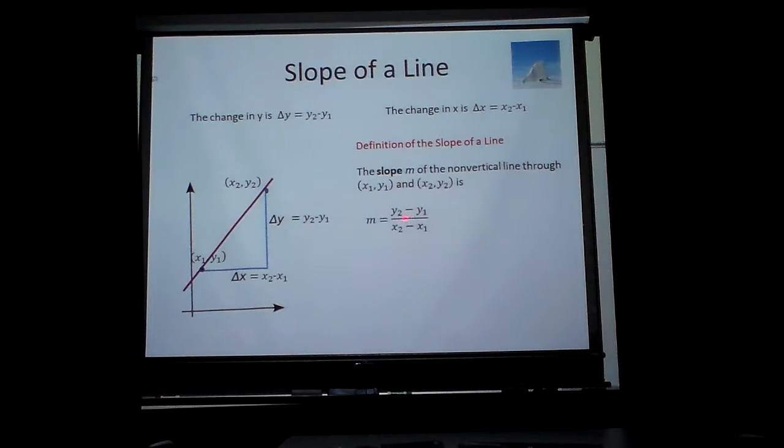So y2 minus y1 over x2 minus x1. You have to put the same starting one for y as for x. That's the definition of a slope.